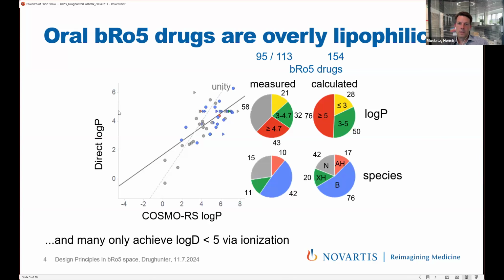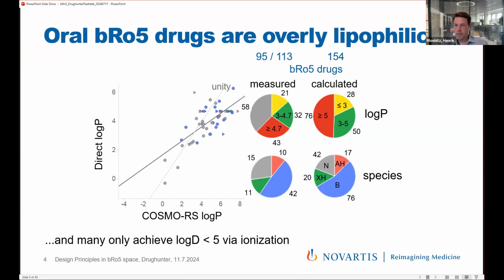And you can see that the majority of the compounds is above that range. The good correlations also allow us to extrapolate that to the entire set. And here you can see that about 50% of the drugs have logP greater than 5. That's on the top right pie chart. Only about a third of them have a logP in the optimal range of 3 to 5. Moreover, many of them are ionized.